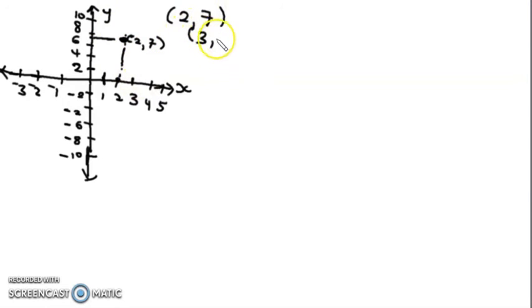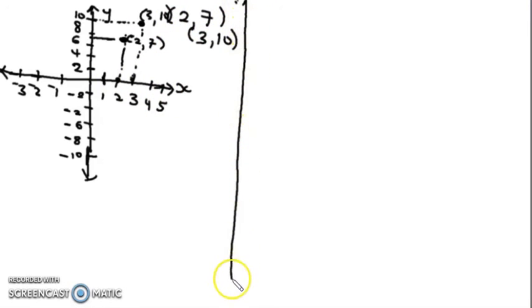Also, plotting the point for (3, 10), we locate 3 on the x-axis and 10 on the y-axis. Then we put a big dot at the point where they meet. And yes, we have plotted the points (2, 7) and (3, 10) on the graph. You can also try so many other points and find out the output it will give you. After that, you can try plotting them on a graph.